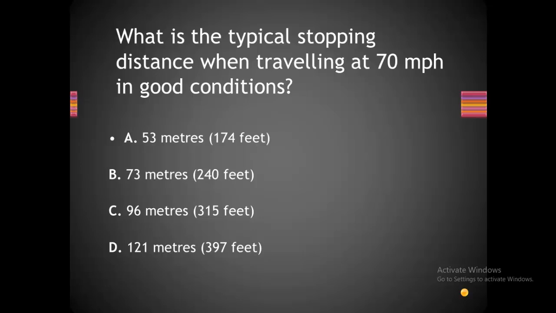The next question: what is the typical stopping distance when traveling at 70 miles per hour in good conditions? Option A, 53 meters, 174 feet. Option B, 73 meters, that means 240 feet. Option C, 96 meters, that means 315 feet. Option D, 121 meters, that means 397 feet.